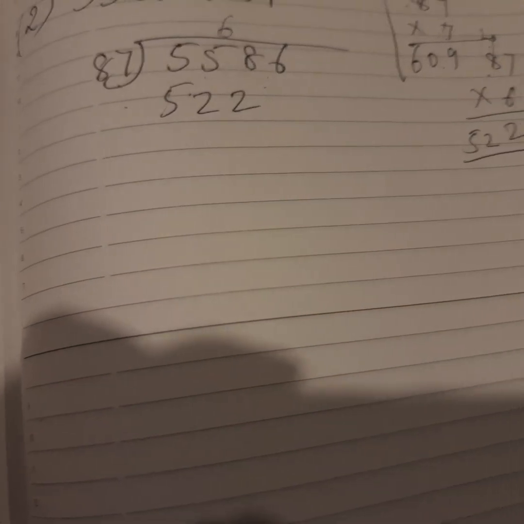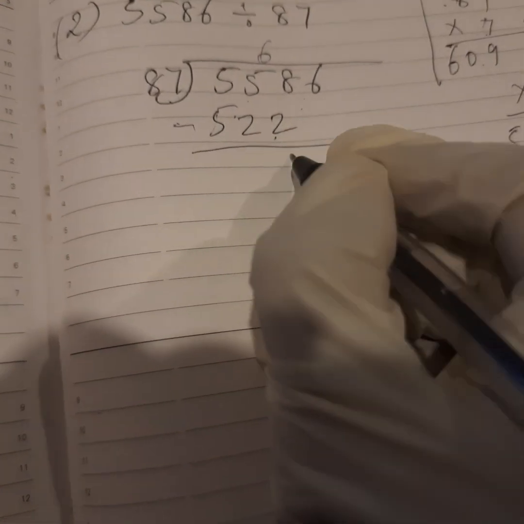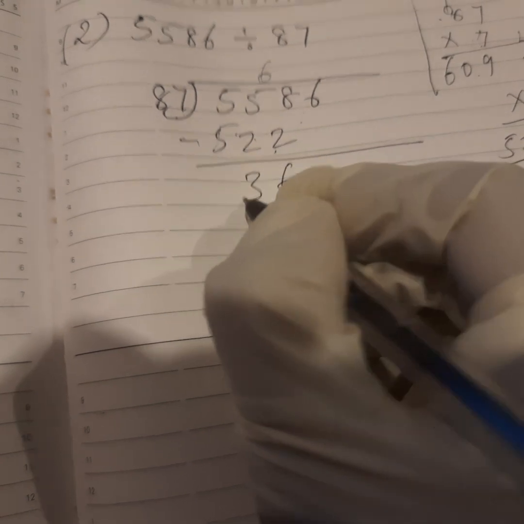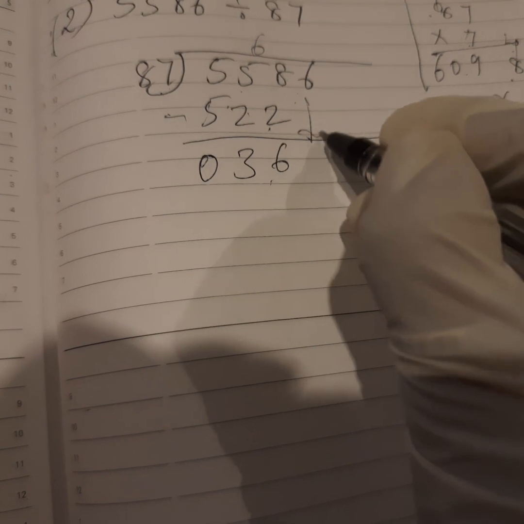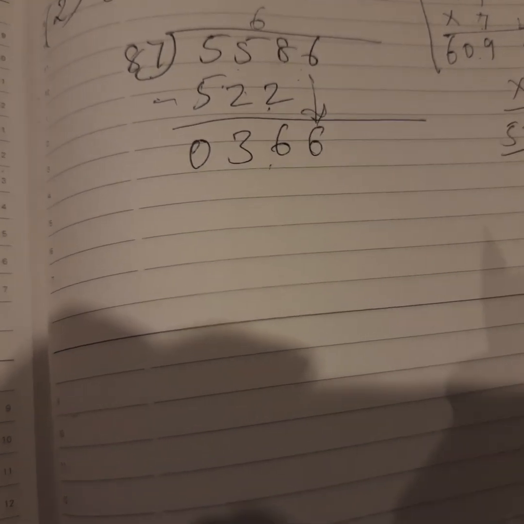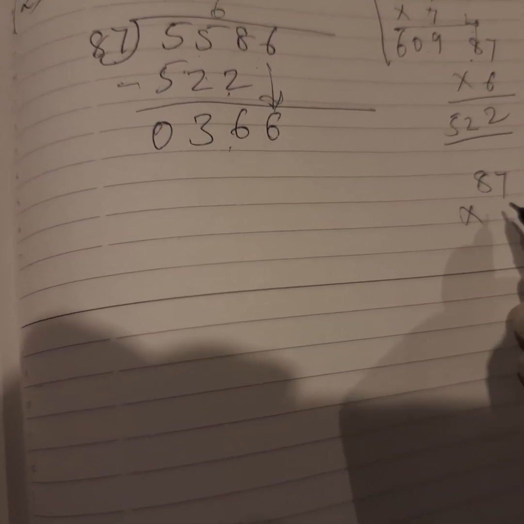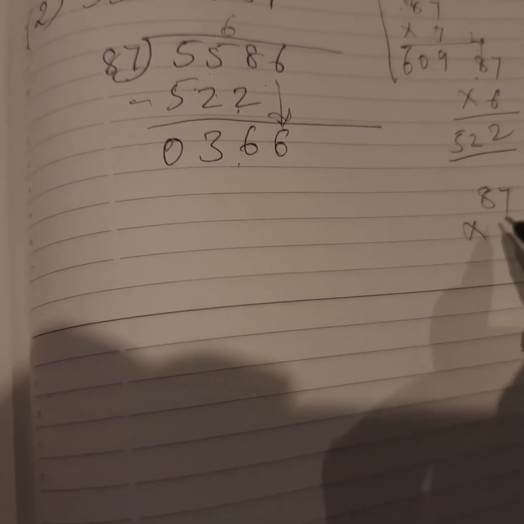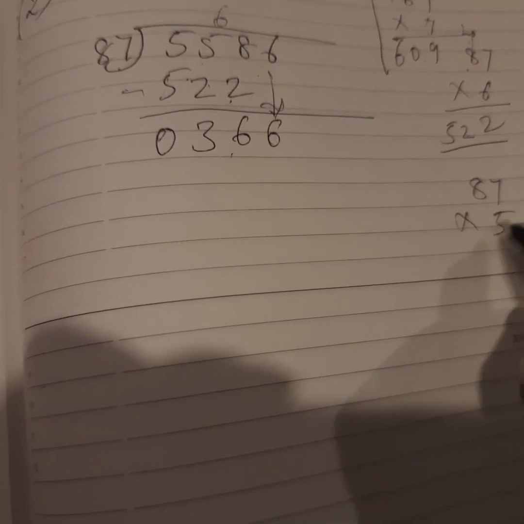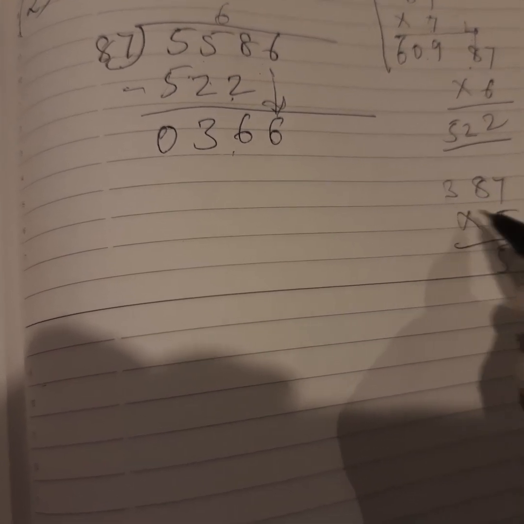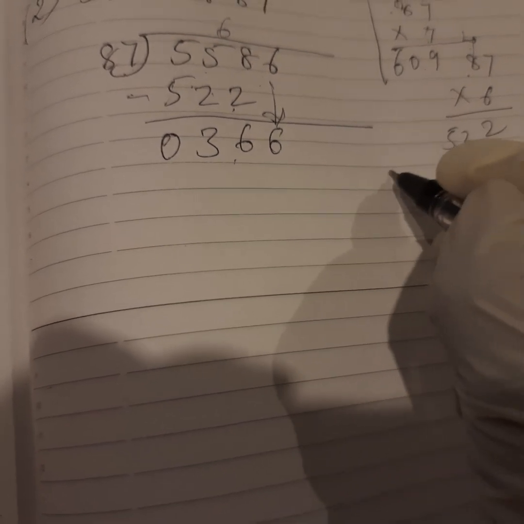522. Okay. Minus it. 8 minus 2, 6. 5 minus 2, 3. 5 minus 5, 0. 36. Now we'll bring this 6 down. So it is 366. Let us see which number gives us or is closer to that. 87 6s is 522. So let us try with 5s. 5 7s are 35. 5, 3 carried. 5 8s are 40. 43. No, it's a bigger number.